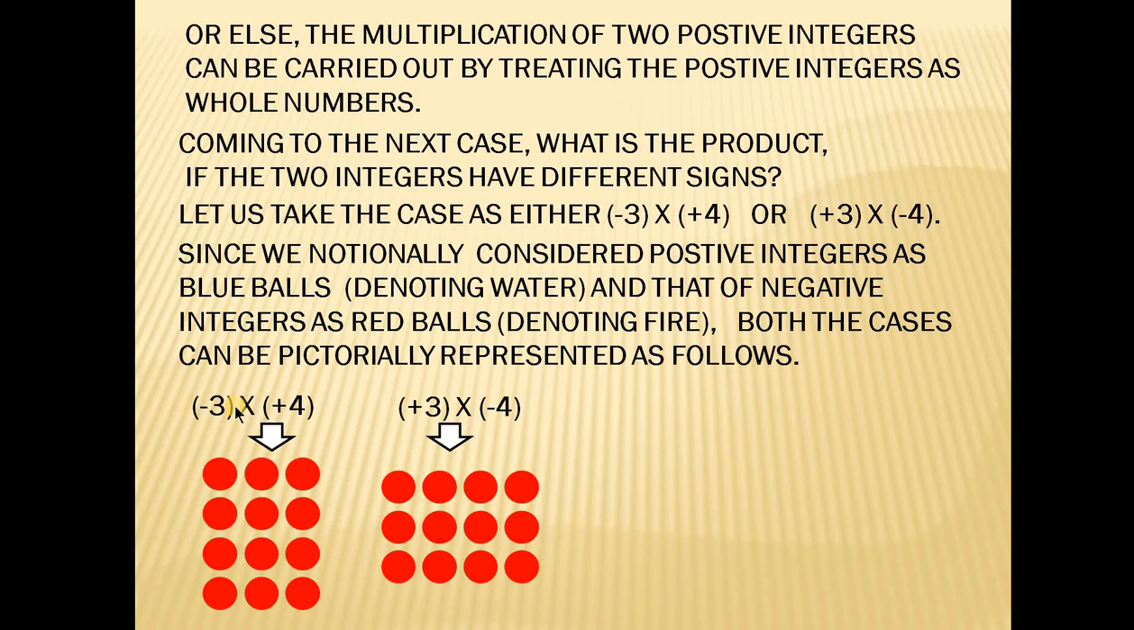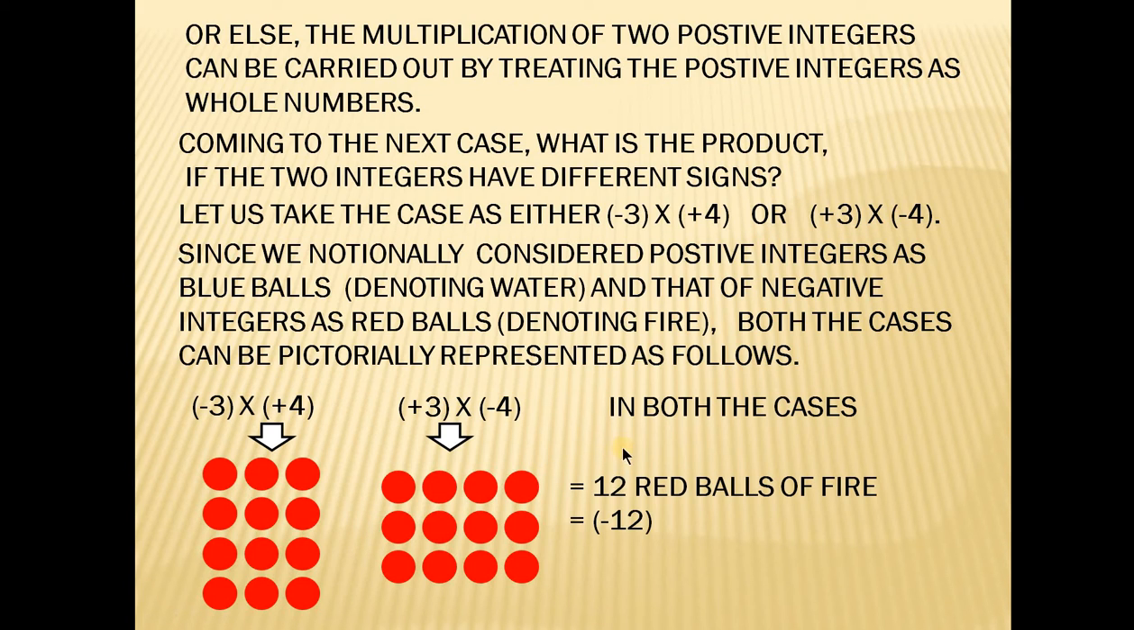So minus 3 multiplied by positive 4. Negative 3 means all the balls are red, 3 of them, and there are 4 rows here. In this case, positive 3 rows are there and negative 4 can be represented by this. In both cases the net is negative red balls, and totally it is 12. So you say it is negative 12, which is in both cases 12 red balls, and it is minus 12.